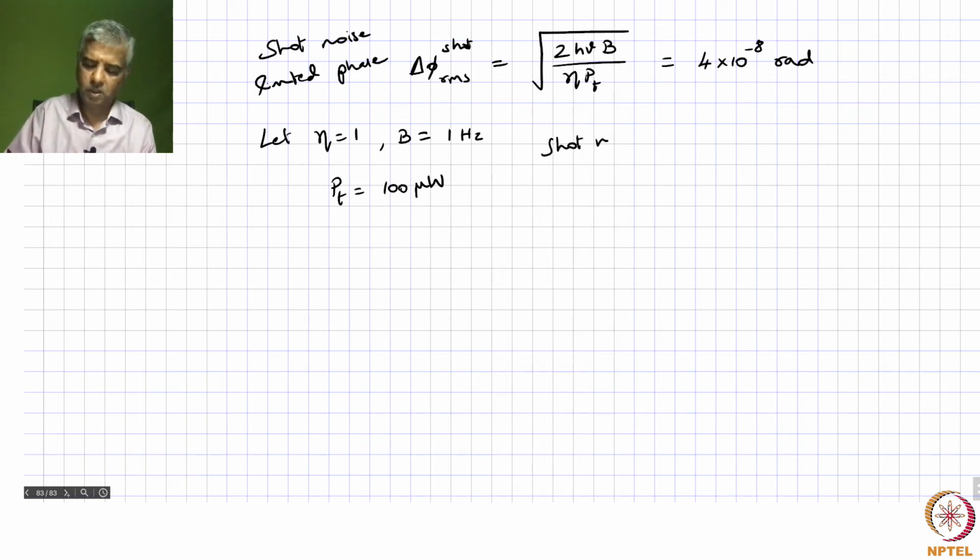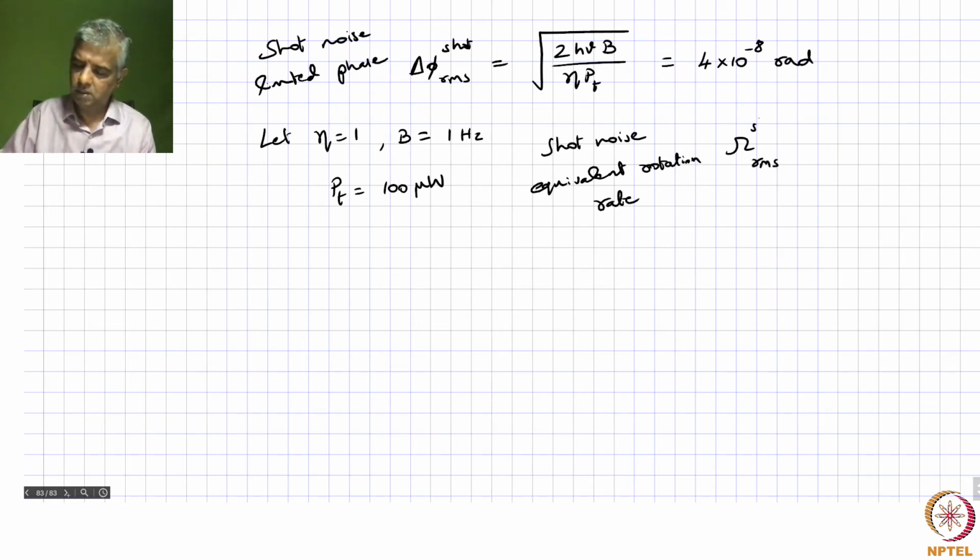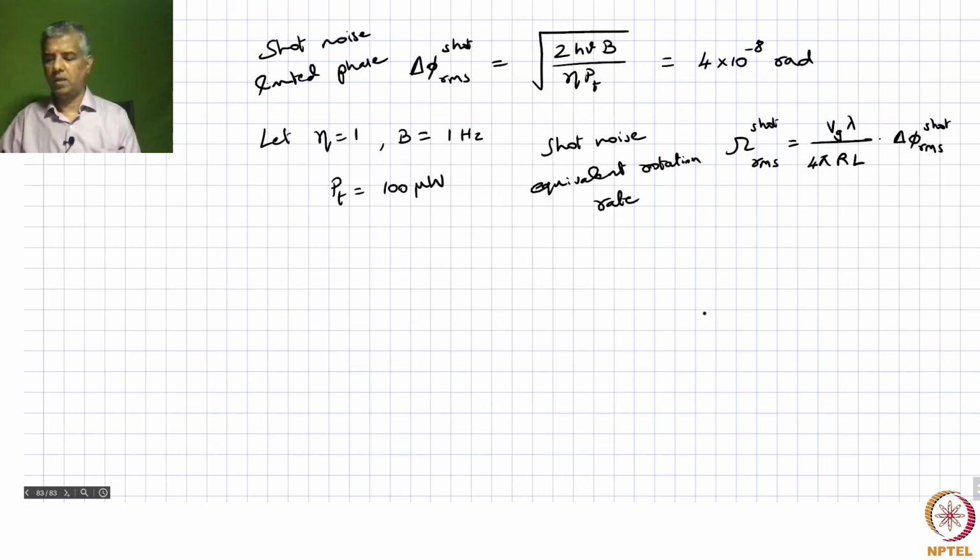So you can say the shot noise equivalent rotation rate. This is the capital omega RMS due to shot noise. That is basically like we saw before, Vg lambda over 4 pi r times L, multiplied by delta phi RMS due to shot noise, which is given by this above value.